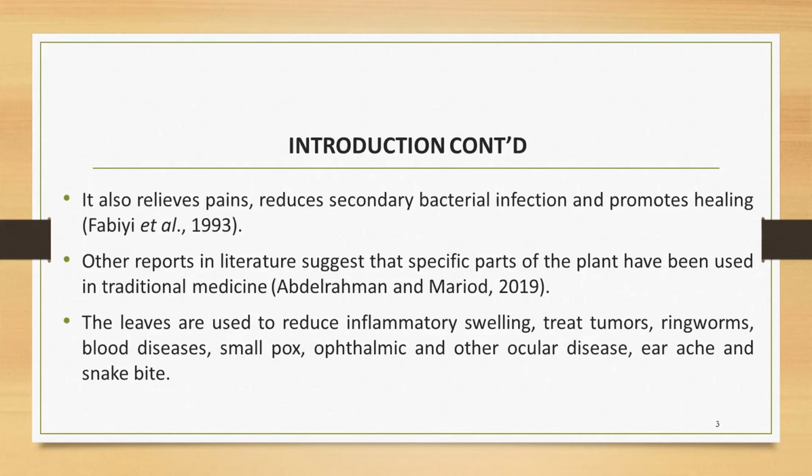It also relieves pains, reduces secondary bacterial infections, and promotes healing. Other reports in the literature suggest that a specific part of the plant has been used in traditional medicine. The leaves are used to reduce inflammation and inflammatory swelling, and to treat tremor, tumors, and ringworm. Blood diseases, smallpox, and other ocular diseases and eye ticks are also part of the diseases that these leaves are being used for.